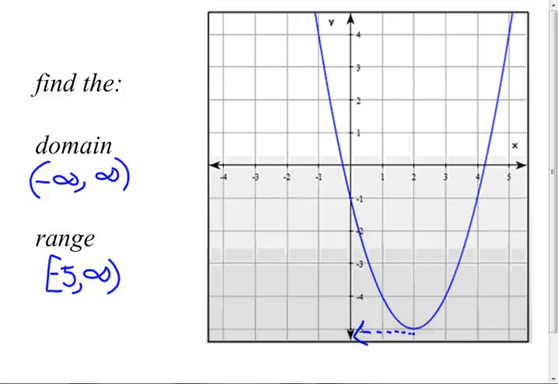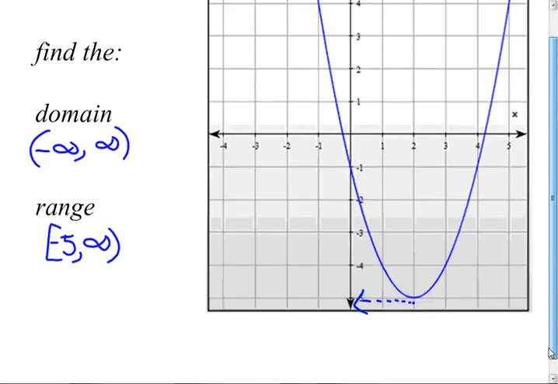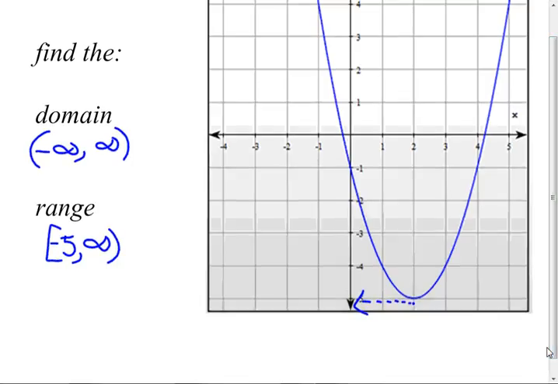Any questions on domain and range? Guess what's true about the domain for parabolas? What's always true about the domain for a parabola? It's always negative infinity to positive infinity. That's a symbol for infinity. It is a sideways 8.